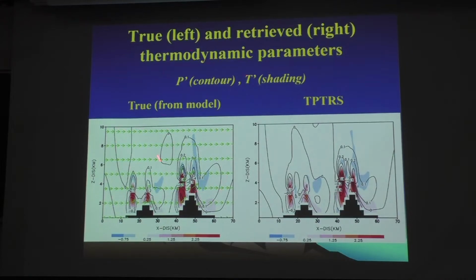The left panel is from the model. So you can see over the mountain, we have the P prime and the T prime, the pressure and the temperature perturbations, and we have the wind. So by using the wind and TPTRS, I can recover the P prime and the T prime shown here. So you can see they agree with the truth very well.